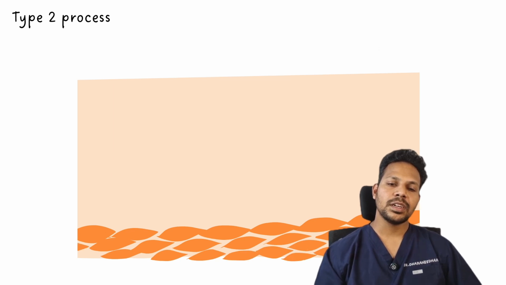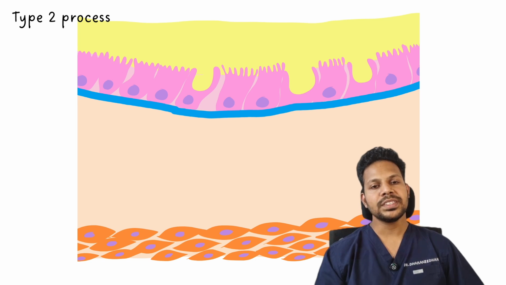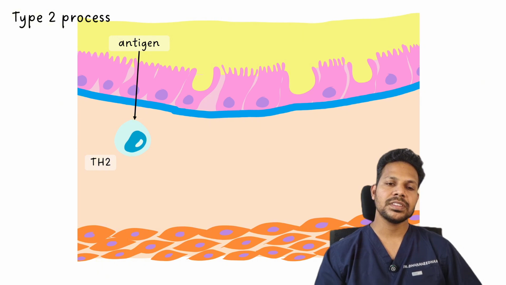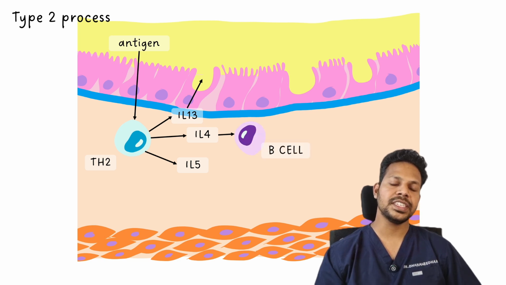So here is the bronchial wall, the smooth muscle, and above it you can appreciate the mucus and the columnar epithelium with the goblet cells. Initially, there is an antigen. The presence of antigen will trigger the T helper 2 cell. The T helper 2 cell will produce the interleukins IL-13, IL-4 and IL-5. These are the important interleukins produced here. IL-13 will increase the production of mucus from the goblet cells, whereas IL-4 will attract the B cells, and the B cells will further produce IgE.